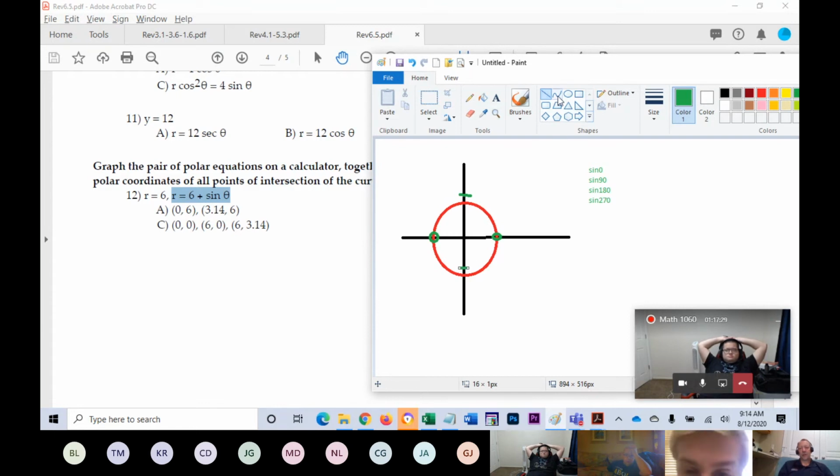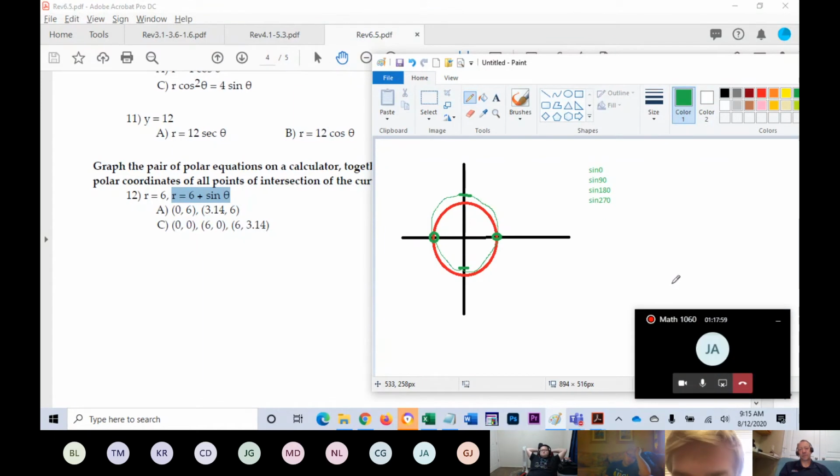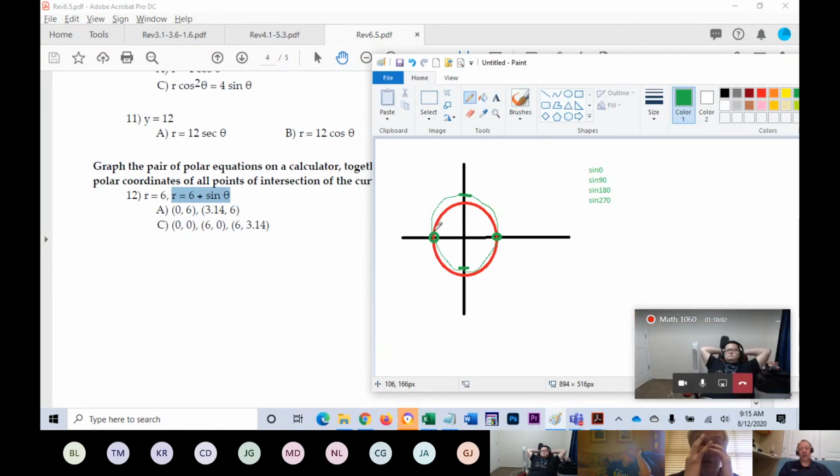And so essentially I'm going to be going through something like this. So I've got a limaçon on top of my thing. I was thinking it was going to have a loop, but it's not going to have a loop. And it's going to cross right here at these 2 points.